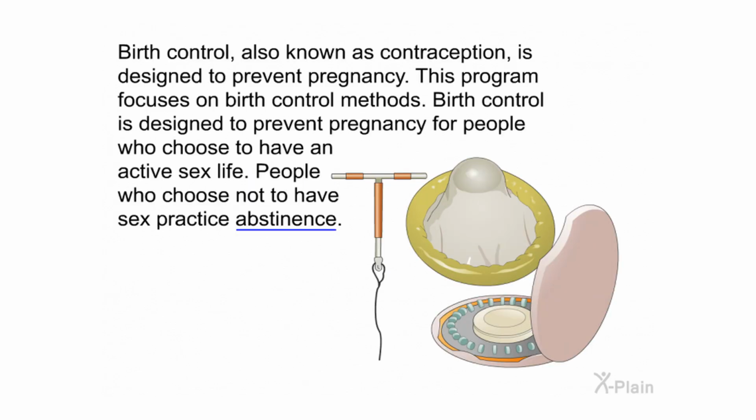Contraception. Birth control, also known as contraception, is designed to prevent pregnancy. This program focuses on birth control methods. Birth control is designed to prevent pregnancy for people who choose to have an active sex life. People who choose not to have sex practice abstinence.